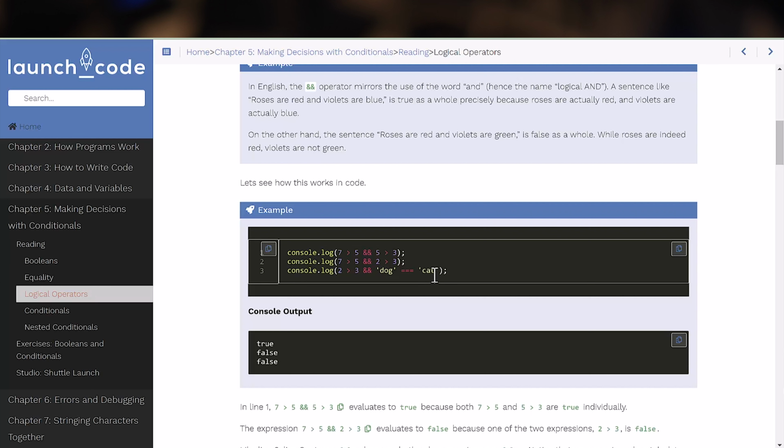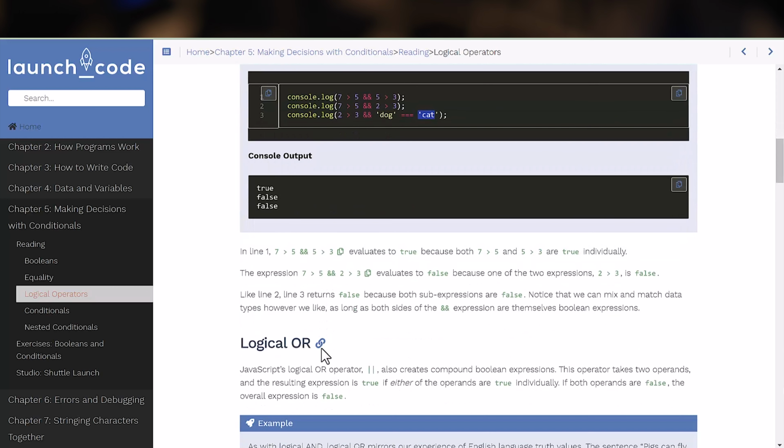2 is greater than 3 and dog is equal to cat. That's false. Although they're the same data type, they're two different values, because when it goes through what we call the binary code, D, O and G have a binary code, cat has a binary code, and it's strictly comparing those codes to each other, although both data types are strings. So that's why it's false.